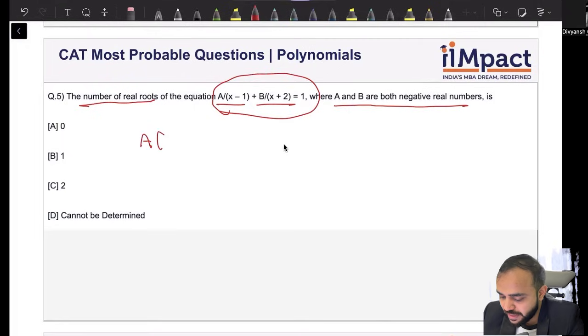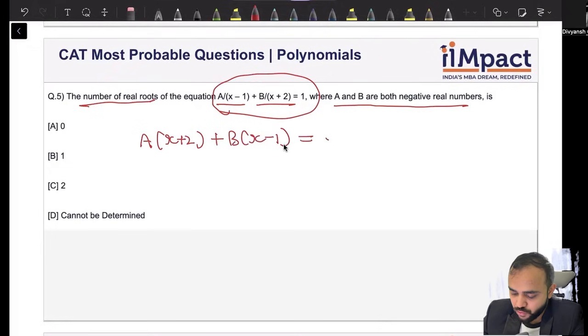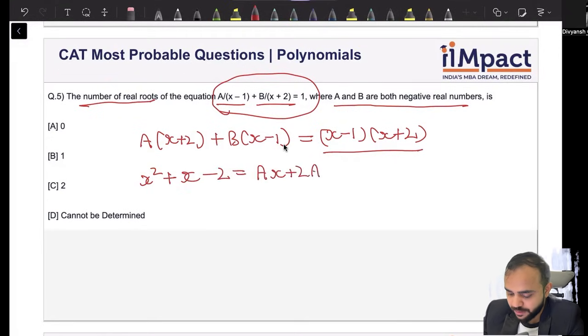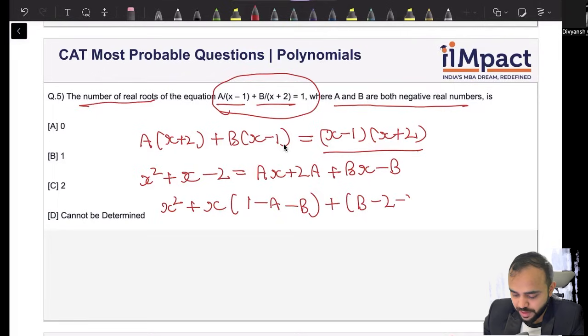So I will write this as a times x plus 2 plus b times x minus 1 is equal to x minus 1 into x plus 2. Now I will open all these terms and arrange on one side. So I'm taking this on the left side. I'll get x square plus x minus 2 is equal to ax plus 2a plus bx minus b, which thus becomes x square plus x times (1 minus a minus b) plus (b minus 2 minus 2a) is equal to 0. This is your standard quadratic.